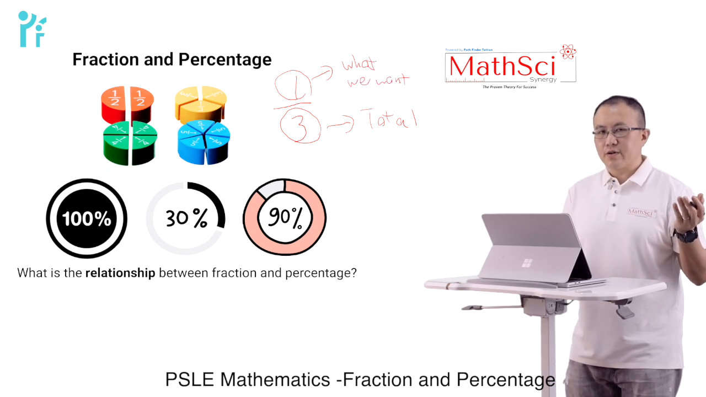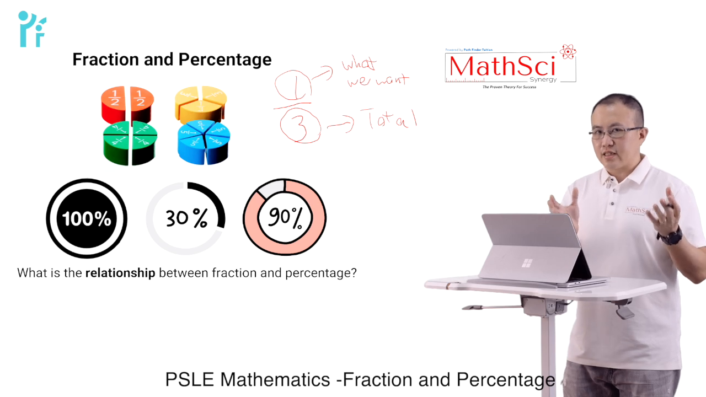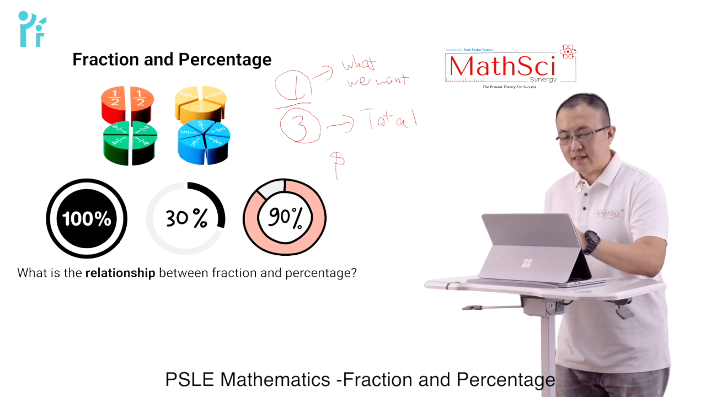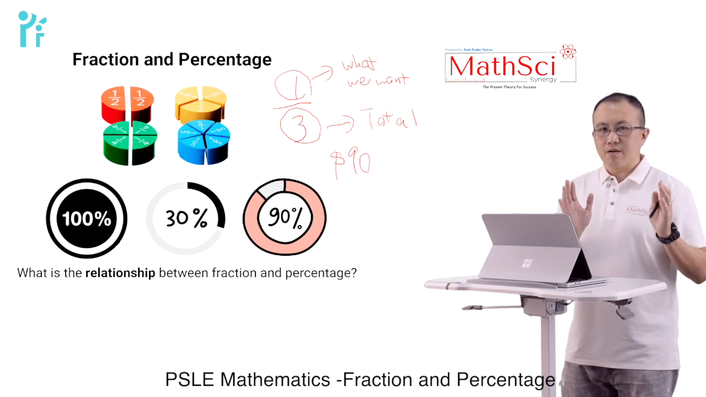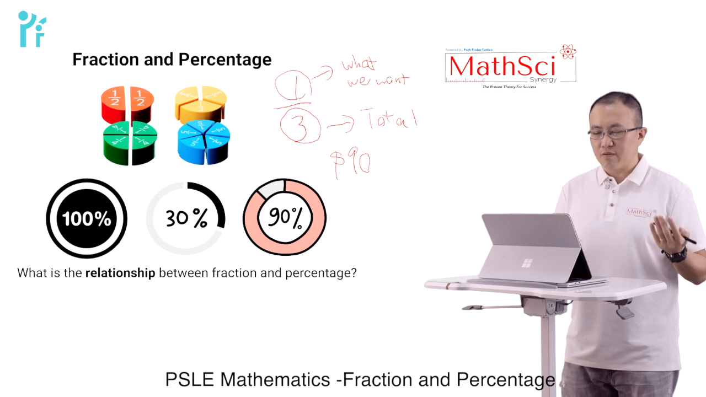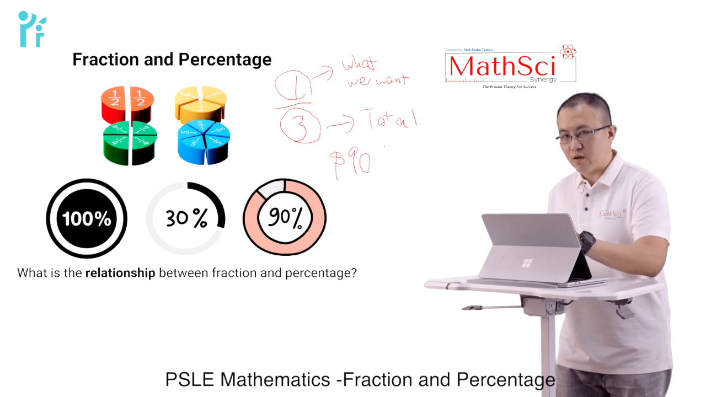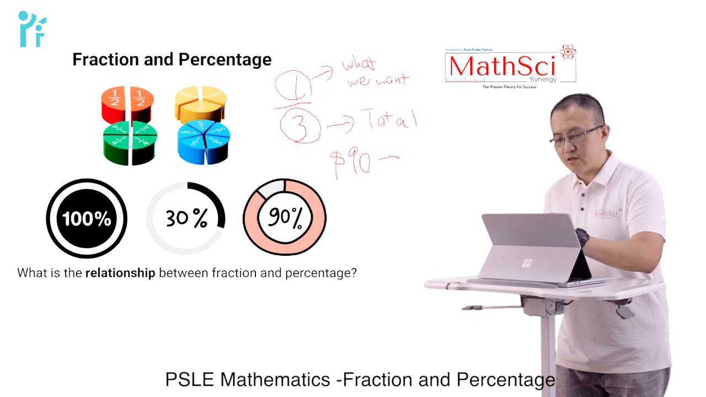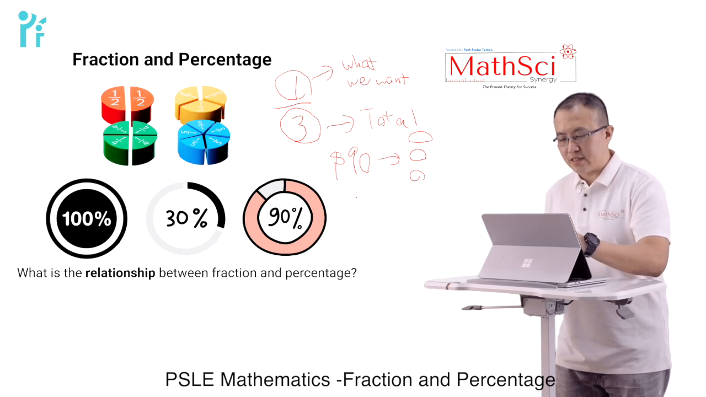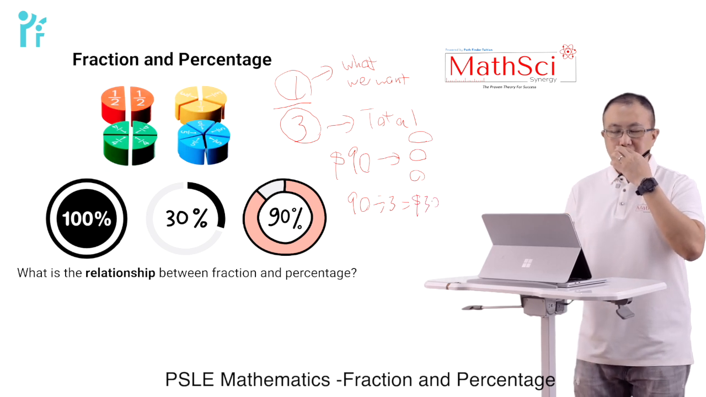So for example, if we're going to talk about dividing a sum of money, let's say you have a total of $90, then I will say, please help me to find what is 1/3 of this amount of money. 1/3 is 1 out of the 3. So we separate this into 3 equal portions, 1, 2, 3. What happens is that we do 90 divided by 3, which gives us $30 per portion.